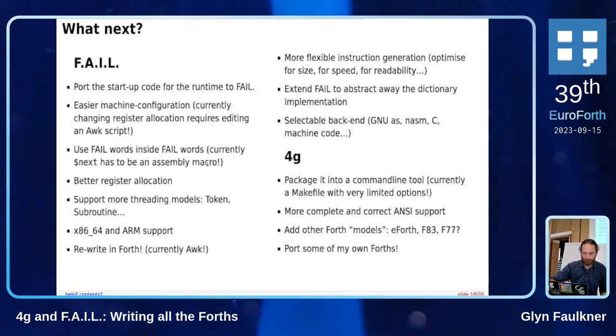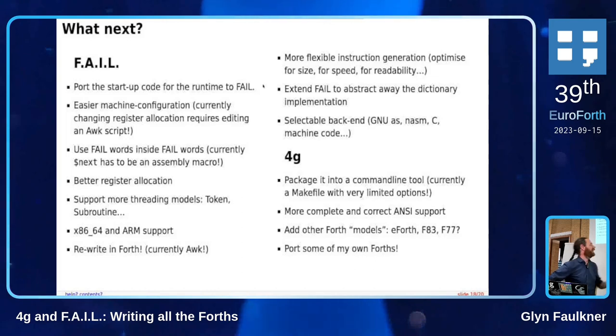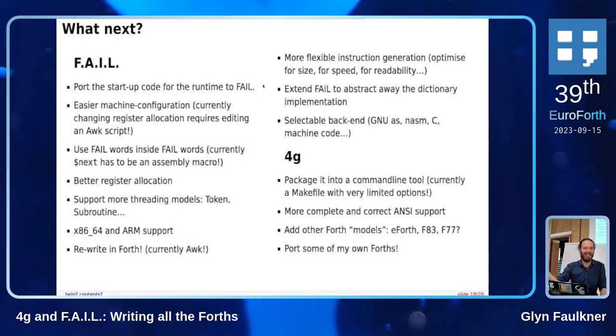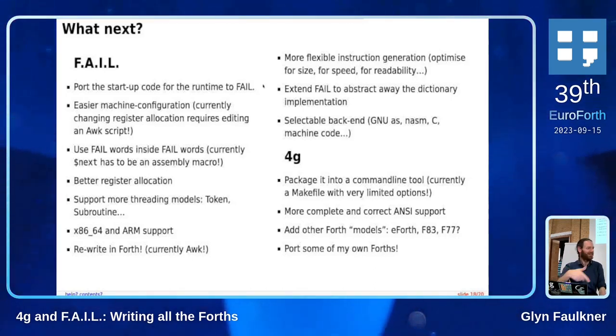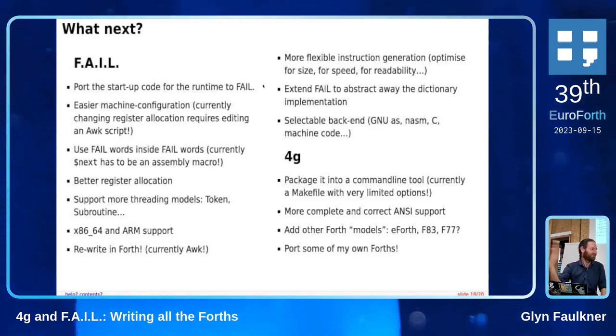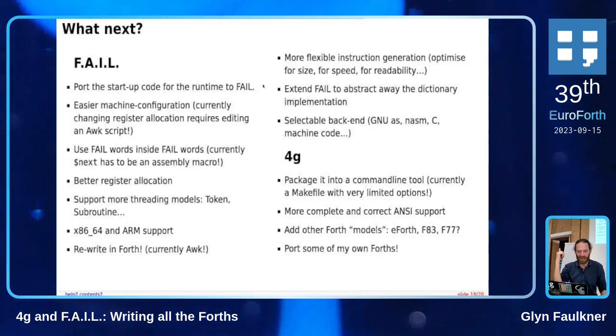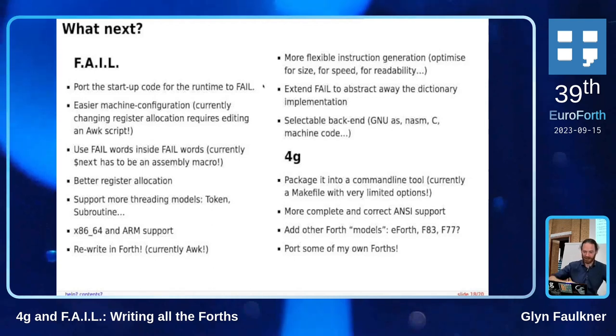But currently it's written in Orc. Orc is a much better language for text processing, for transpiling text files to text files, than Forth is. But I would really like this to be implemented in ANSI Forth so that you can take an ANSI Forth system you already have, turn it into FAIL, and compile your new system with different execution semantics. How's my time doing? Okay, about half an hour.